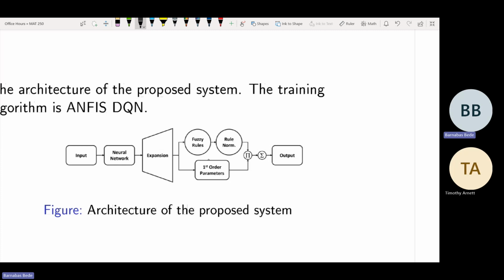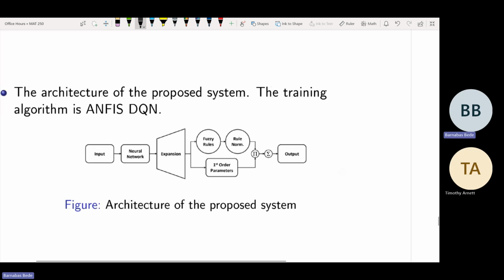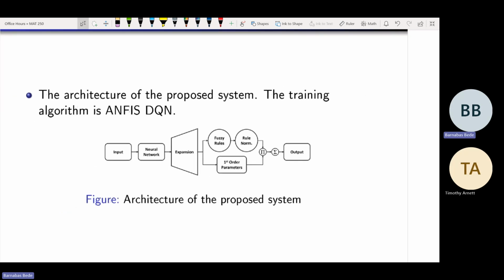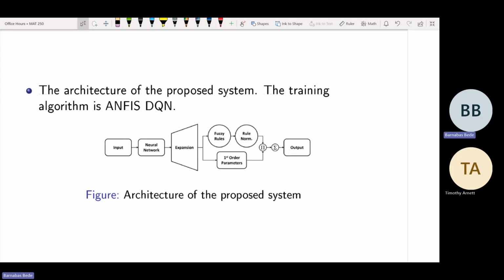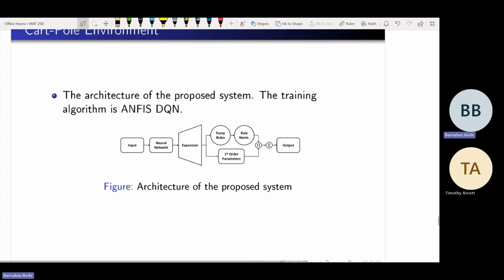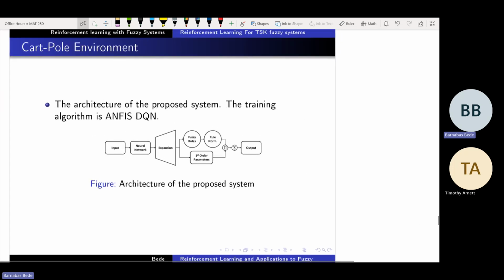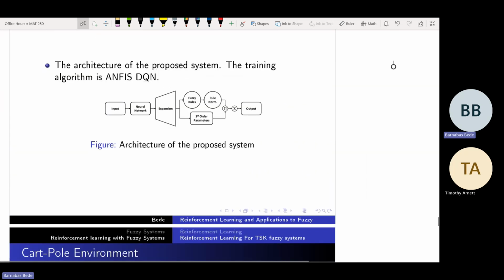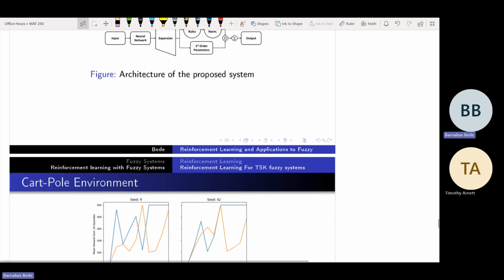You could have first order parameters. If there are just weights, it is not a first order Takagi-Sugeno system. So if this is a zeroth order Takagi-Sugeno system, then the parameters will not be used. But if you have not a zeroth order but first order parameters, then you can actually input that into the system. Okay, so that's the structure of the proposed system and how it behaves.